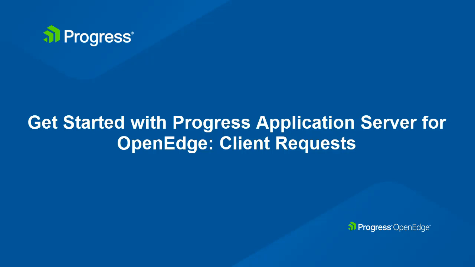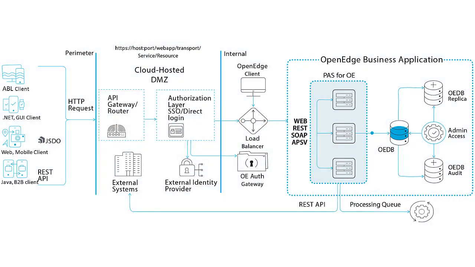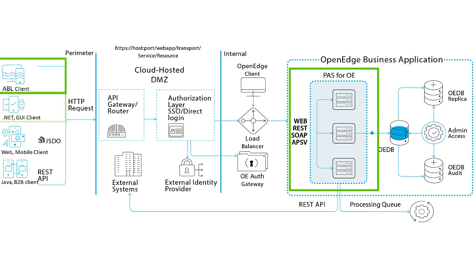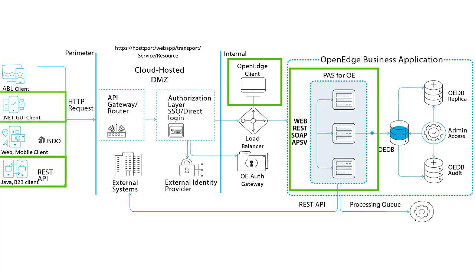The Progress Application Server for OpenEdge is an efficient, scalable, secure, and standards-based application server for OpenEdge applications. This video introduces you to PAS for OpenEdge and helps you understand its role in the OpenEdge environment. PAS for OpenEdge enables you to access your business logic on a variety of clients including ABL, .NET, GUI, web, mobile, and Java clients. Apache Tomcat updates ensure compliance with industry standard Spring security and allow configurations using properties files.